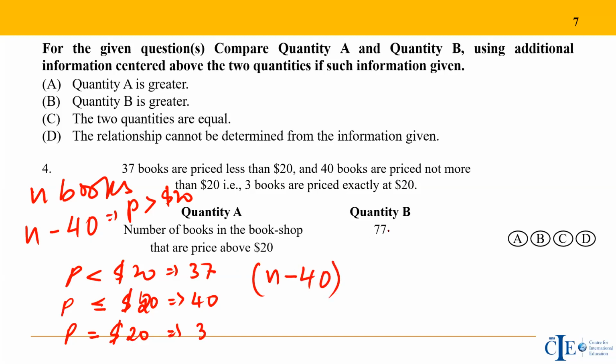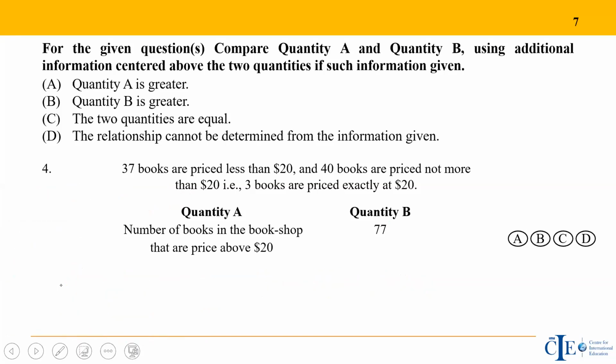77, we have no way to compare, right? So therefore D. I don't know the total number, hence I cannot decisively say whether this is more than 77 or less than 77 or maybe equal to 77. Anything is possible. We're not very sure of that, right? So therefore option D is good.